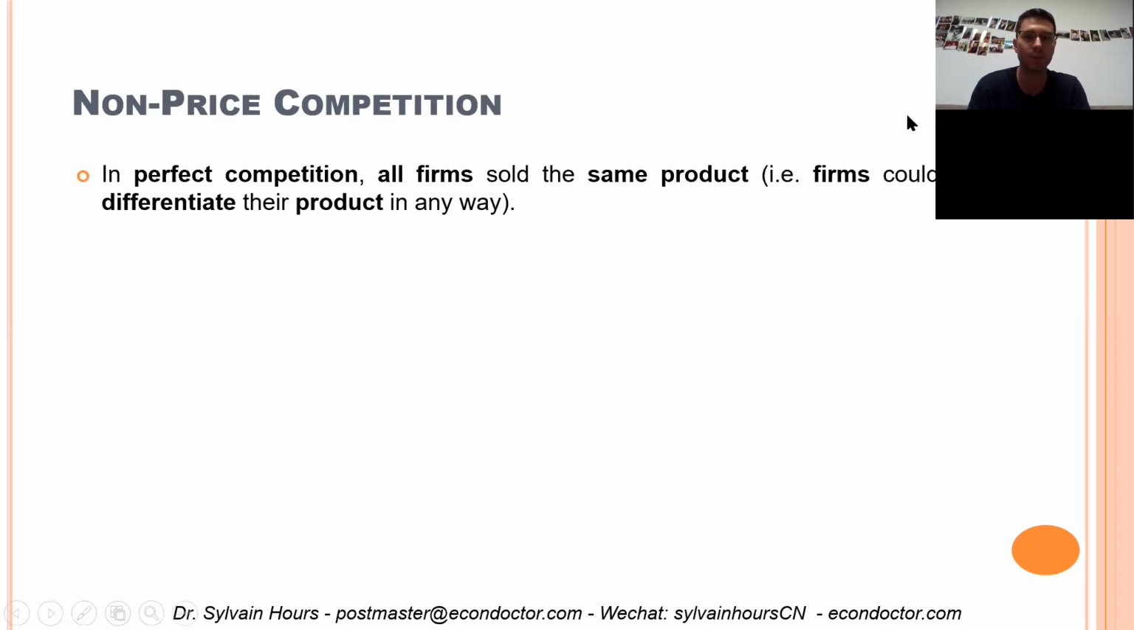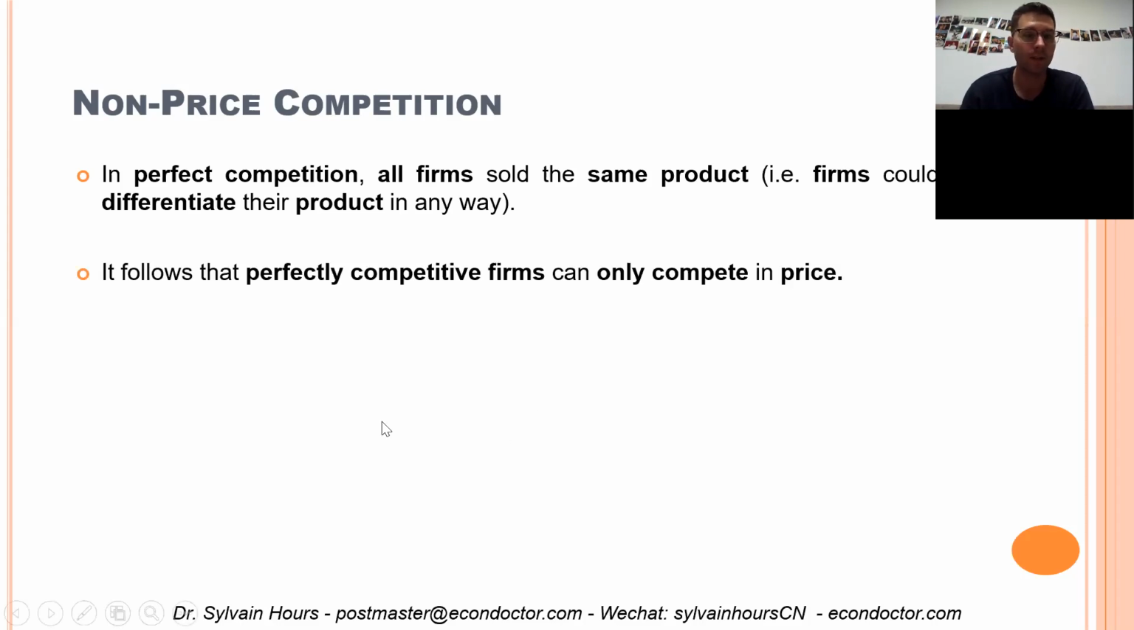So non-price competition, first there is an introduction. In perfect competition, all firms sell the same product. Firms cannot differentiate their products in any way. So the consequence is that in perfect competition, we can only compete in price, because the price is the only thing that matters from the perspective of consumers. Consumers will always buy from the firm that charges the lowest price, and there is no way firms can differentiate their product.